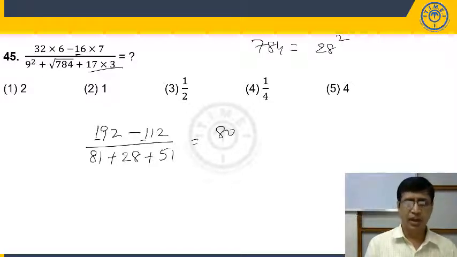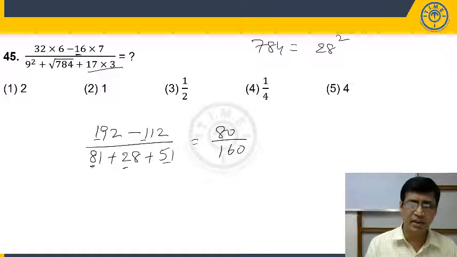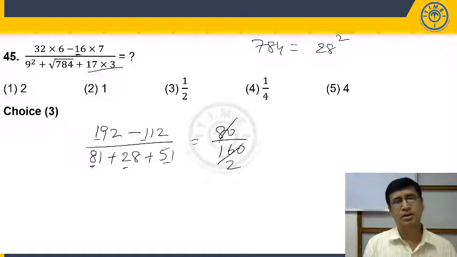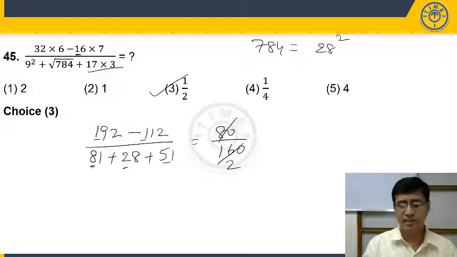So 80 by, what is the sum of the denominator values? Just look at this one. 80 plus 20, 100, 100 plus 60, 160. So what is the simplification? 2 times of 80 is 160. So the result is option number 3. Third choice is the answer for this example.